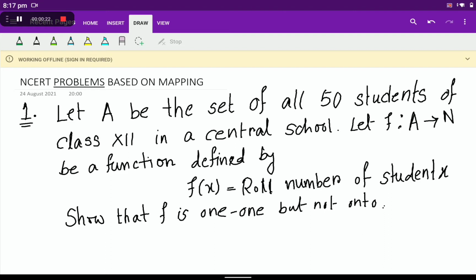Our first problem is: let A be the set of all 50 students of class 12 in a central school. Let f maps A to N be a function defined by f of x equals the roll number of student x. Show that f is one one but not onto. So there you have to prove two conditions, that f is one one and not onto. How can we do the problem?